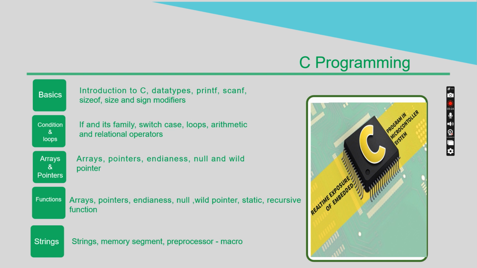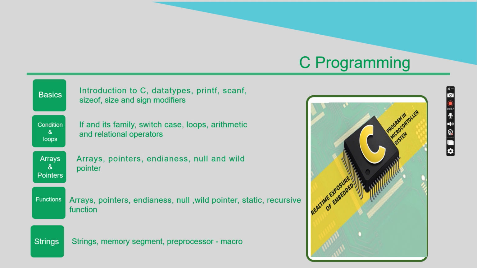Other than the memory segments, we have learned the storage classes, such as the different types of storage classes: auto local variable, register local variable, static, and global variables, the difference between static variable and global variable, and how a static global variable can be used. And we also came across the keyword extern, which is used to access global variables in different files.